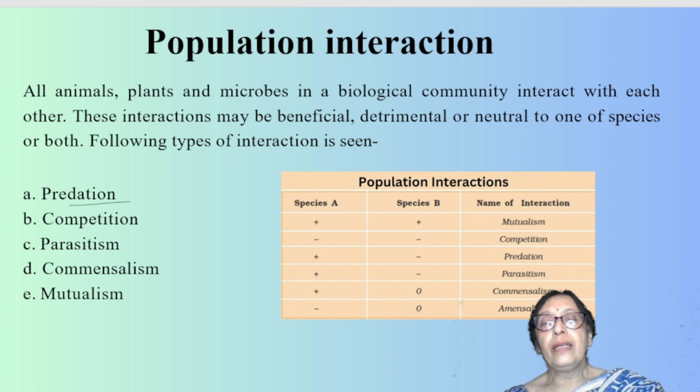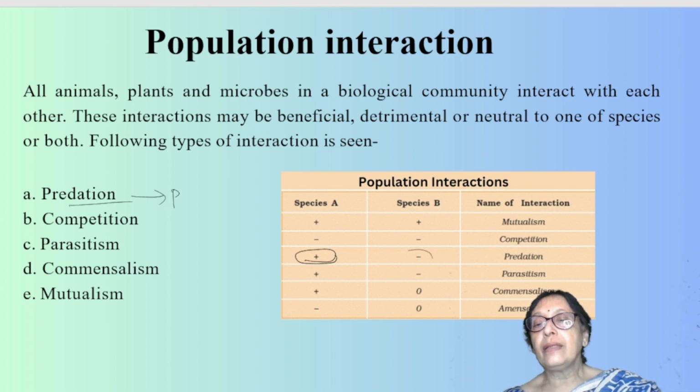Now, a very common one is predation. We know one is prey and another is predator, for example, deer and tiger. This can be represented as one species being positively helped and another being negatively affected. So it is called predation.